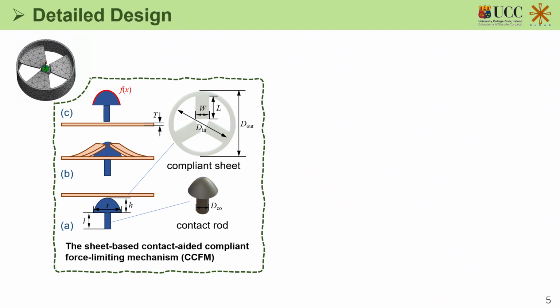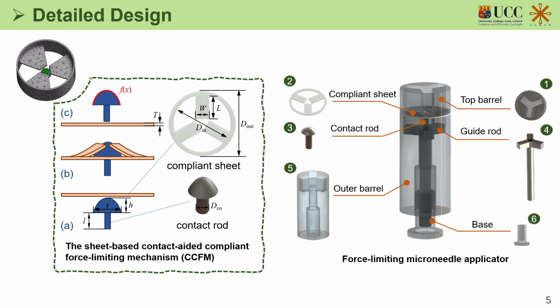But as the contact rod continues to move upward, it will go through the component sheet. At that point, the force will decrease to 0 instantly. That is how the force limiting function is achieved. And by designing different contact surfaces and different parameters of compliant sheet, the mechanism can meet different force limiting requirements.